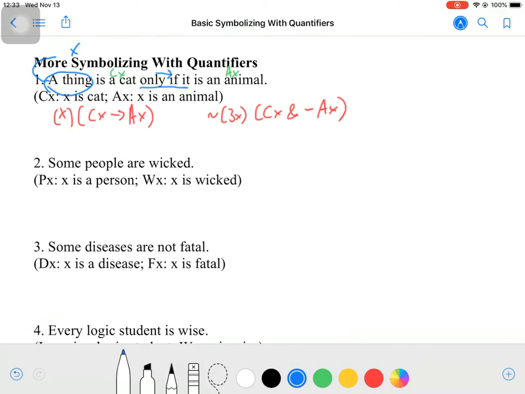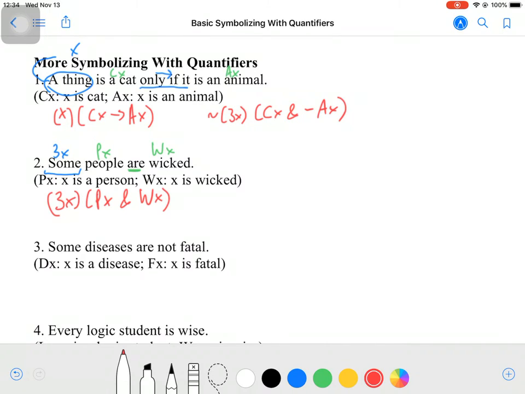So we should note that we're talking about some, so this is going to be an existential X. Then we're talking about people, PX, and wicked things. Specifically, we're saying that there are some things that are both people and wicked at the same time. So this is going to take an existential. There exists an X such that X is both a person and X is wicked.